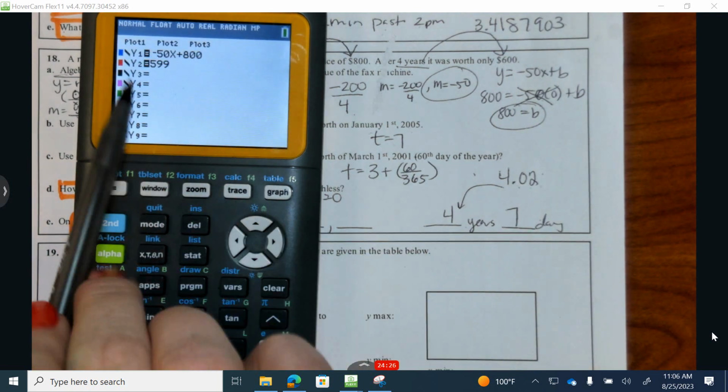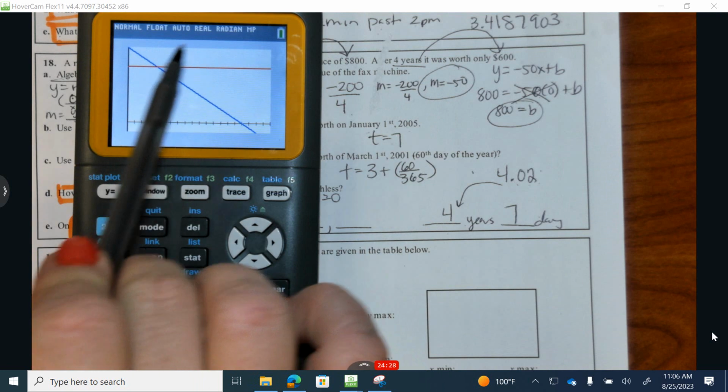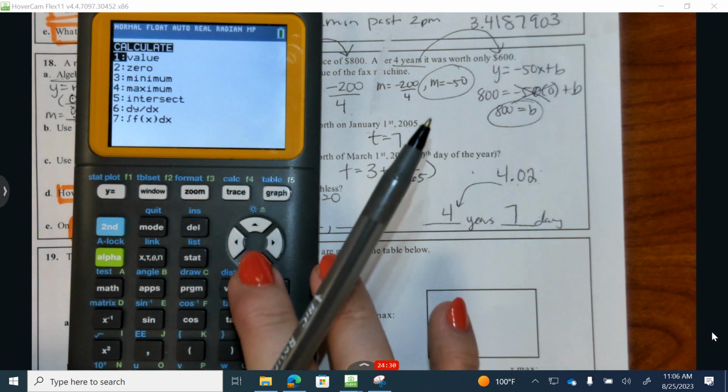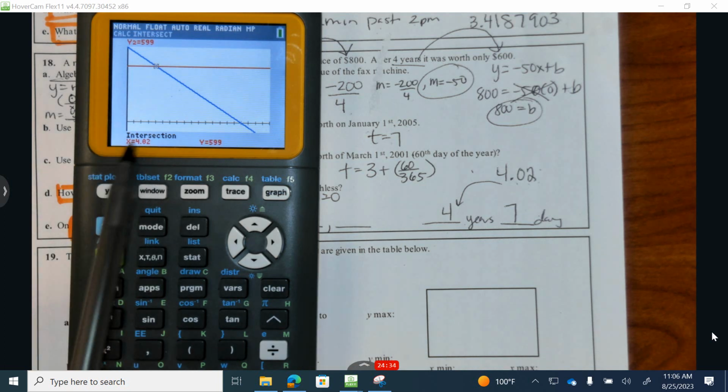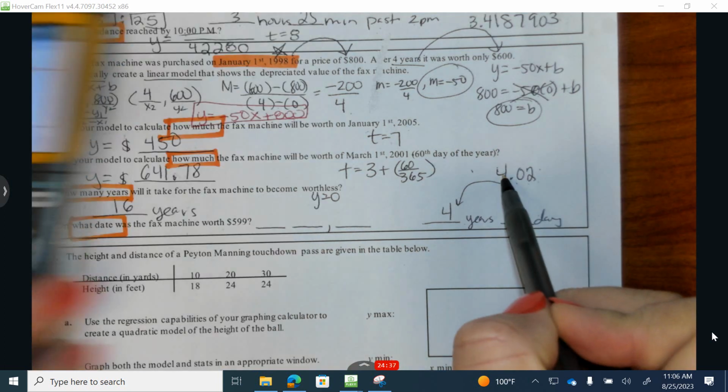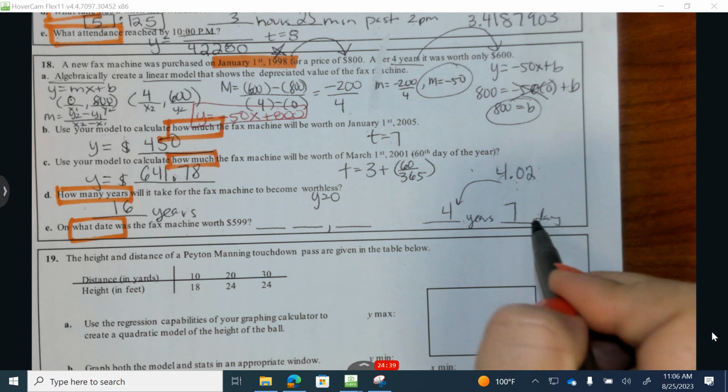Okay. I typed in 599. I graphed it, and I want to know where do they intersect. Second, trace, intersect. This is where it intersects. This is the time, 4.02. Now, I need to translate that into years and days.